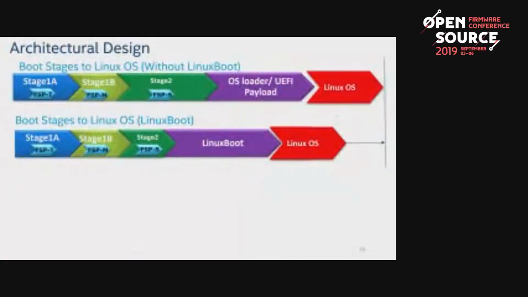You can see the first one is the boot stage to Linux OS, the original design without Linuxboot. I'm sure those of you from Coreboot are familiar with this. These are the streamlined process: stage 1A, 1B, stage 2, and then the OS or the UEFI payload, and then boot to the Linux OS. But if you combine it with Linuxboot itself, you can jump directly from stage 2 to Linuxboot and to the Linux OS.